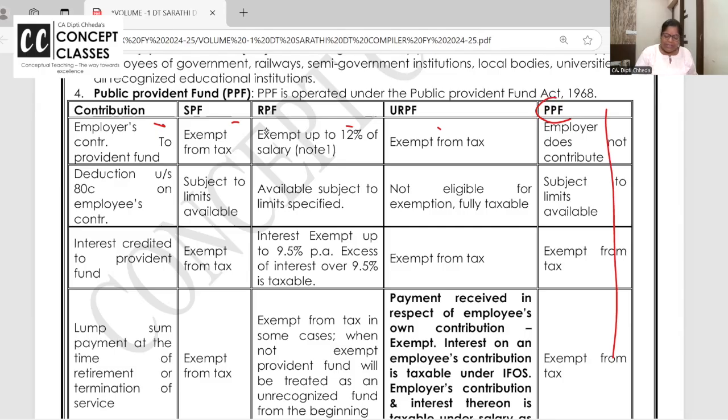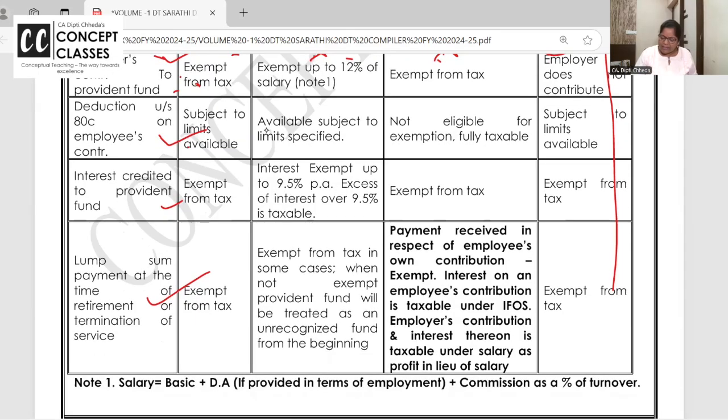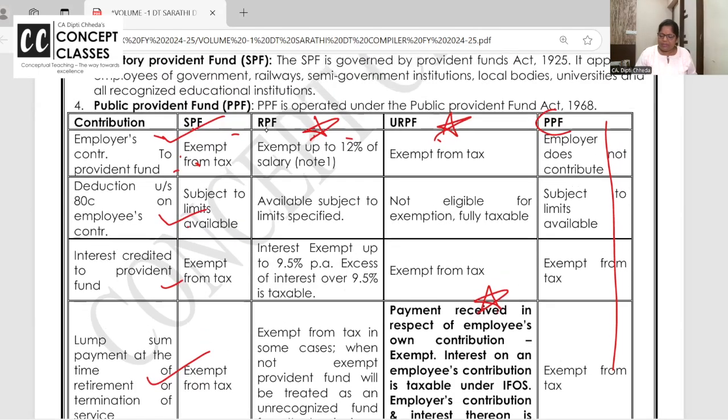Now these 3. Statutory provident fund is exempt. 80C deduction will be allowed. Interest is exempt. Lump sum received from statutory provident fund, PF Act 1952, is exempt. Recognized provident fund is your own PF Act, but you have got it approved with the Commissioner of Income Tax. Employer's contribution, these 2 they ask more in exams, especially these, that's why I've given it in bold.